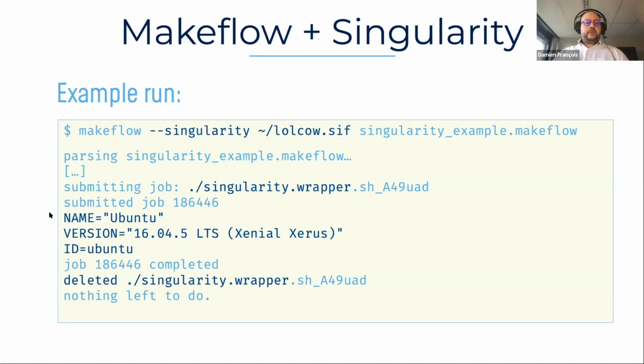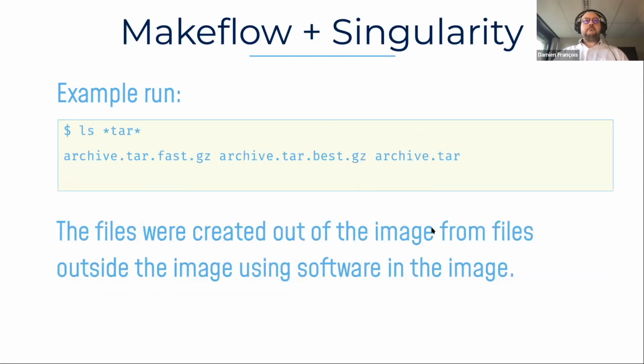In the example run, you see the output shows that you are actually running in the Ubuntu image, even though the operating system that is installed on the cluster is CentOS. And sure enough, if you look at the files that are created in the directory, you see the targets that you would expect, even though the software that was used was inside of the image. So Singularity and Makeflow work together so that the targets and the input files are taken from the file system, while all the software and configuration is taken from the image file.